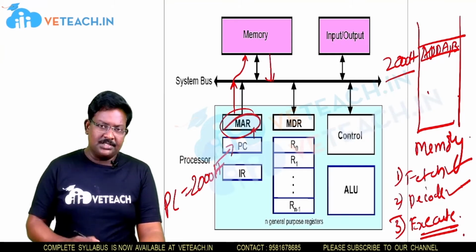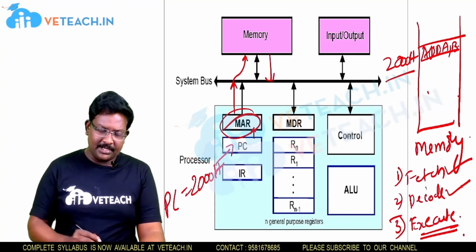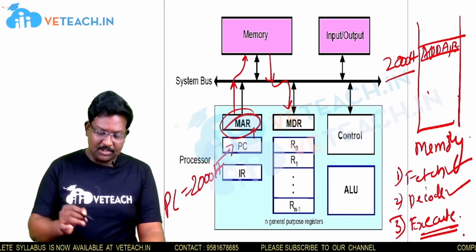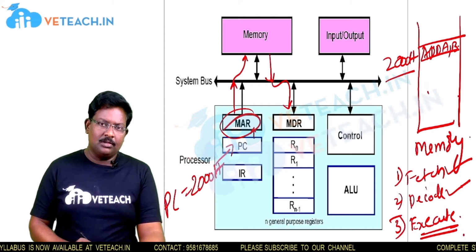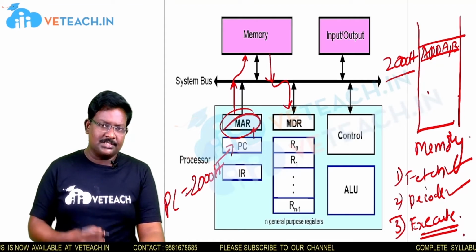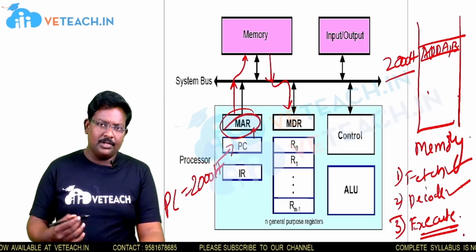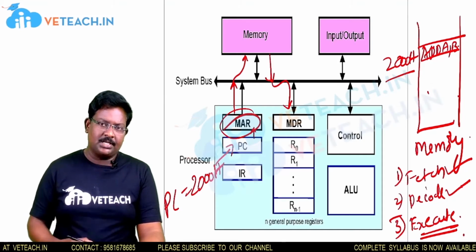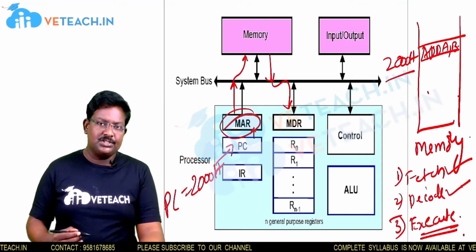In the system bus we have the data bus, which transfers data or instructions. The instruction is now placed onto the data bus and moved from the system bus into the MDR register. Whatever data or instructions come from the memory will be moved into the memory data register. Up to this procedure, we call it the fetch operation.